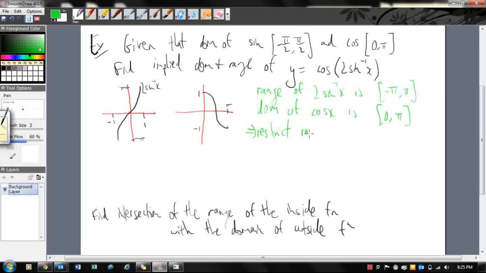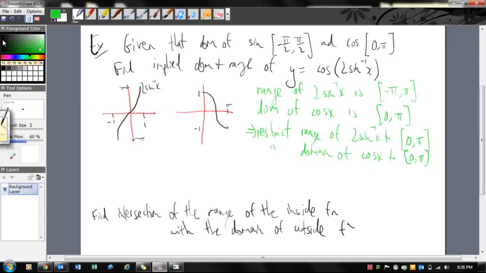So let's restrict the range of 2 sine negative 1x to where they overlap, from 0 to pi. That's where those two things are both defined. And this is the same thing as restricting the domain of cos x to 0 to pi. It's the same thing, and we just need to be aware that that's doing both those two things. Okay, fantastic. So I've restricted the range of 2 sine negative 1x to that.